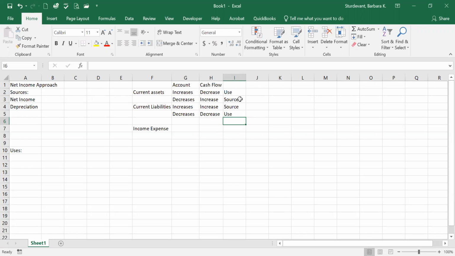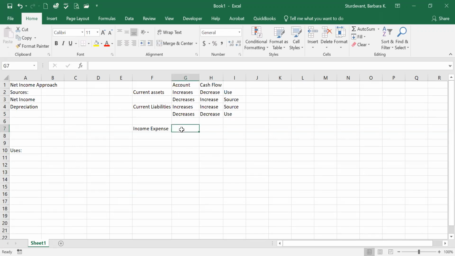Sometimes with your current assets, let's say your accounts receivable, 1 year it increases, 1 year it decreases. If that's the case, it would be here and it would be here. No parentheses, okay? If it's an increase, put it up here. If it's a decrease, you put it down here.